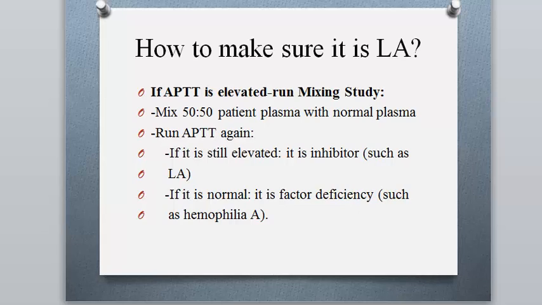So how do we make sure it is LA? The first thing we do when APTT is elevated, we run a mixing study. So we run 50-50 patient plasma with normal pooled plasma, and then we rerun the APTT again. If our mixture gives us an elevated APTT result again, we can conclude it's an inhibitor, such as lupus anticoagulant. If the mixture gives us a normal result, we can conclude it's a factor deficiency, such as hemophilia A, because normal pooled plasma would compensate for the factor deficiency in the patient.